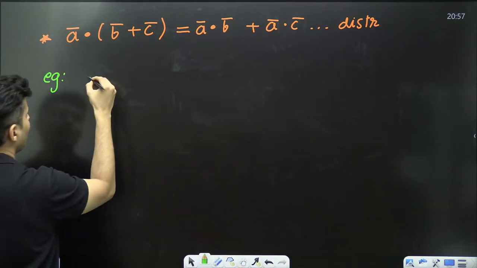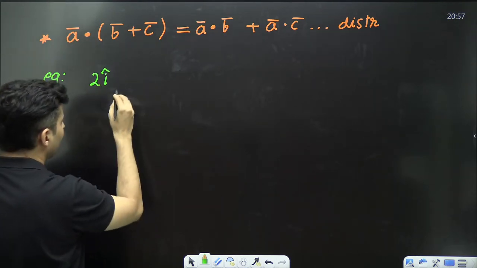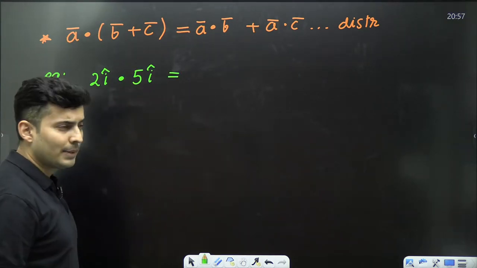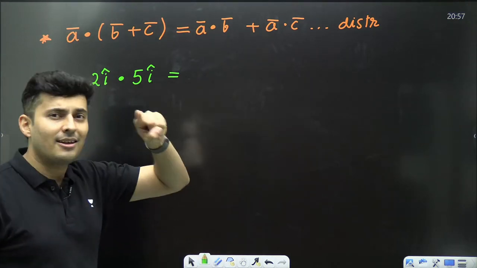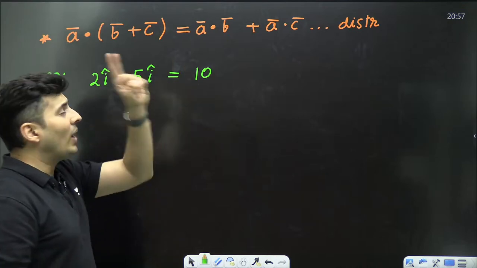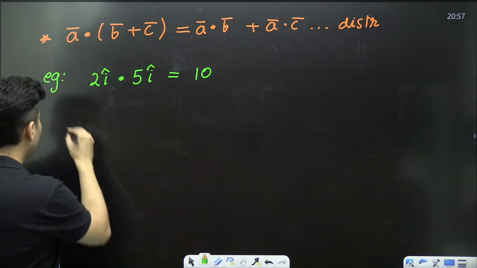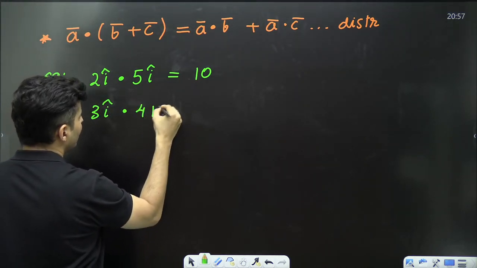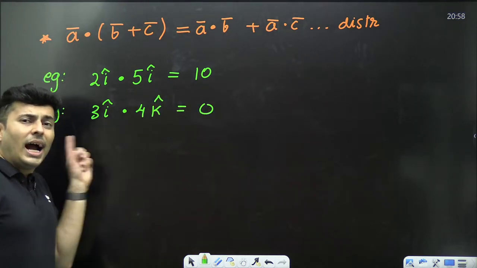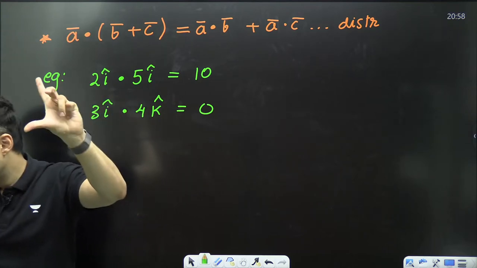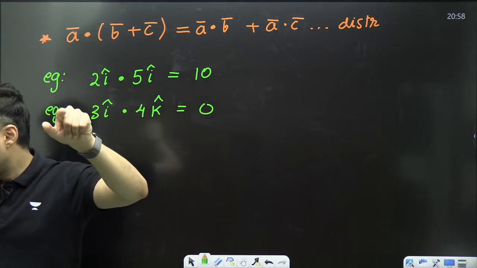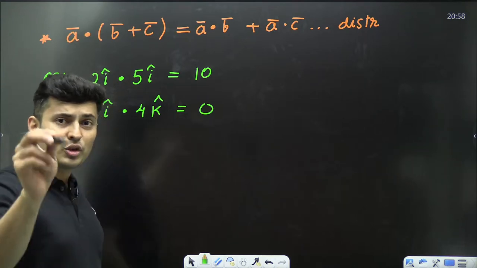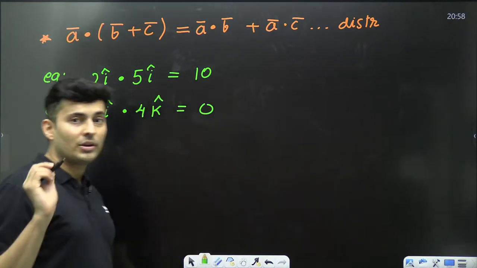Example, my dear warriors. 2 I cap, let's say, if I just do dot product with 5 I cap, what do you think the answer will be? 2 I cap dot 5 I cap. 2, 5, 10. So that's it. 10. I into I is 1. If I ask you 3 I cap dot 4 K cap, immediately your answer will be 0. I dot K, 0. Perpendicular. Just keep following me, practicing the books that I have been telling and see how I solve. That's it. You will get the answer. Always use your hand. Always make sure you're solving problems on your own.